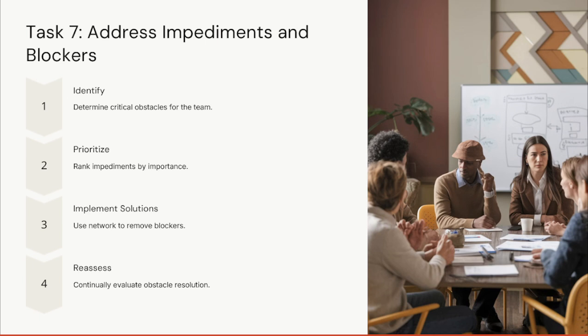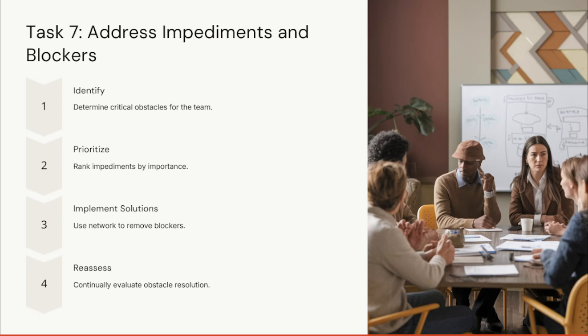The third key enabler here is to use the network to implement solutions and to remove the impediment. The exam here may test your ability to leverage relationships, organizational influence, and stakeholder networks to resolve the issues. For instance, you might escalate an issue to senior management, negotiate resource allocation, or collaborate with external vendors to eliminate the obstacle. Your answers here should emphasize using influence and communication to achieve the solution effectively.